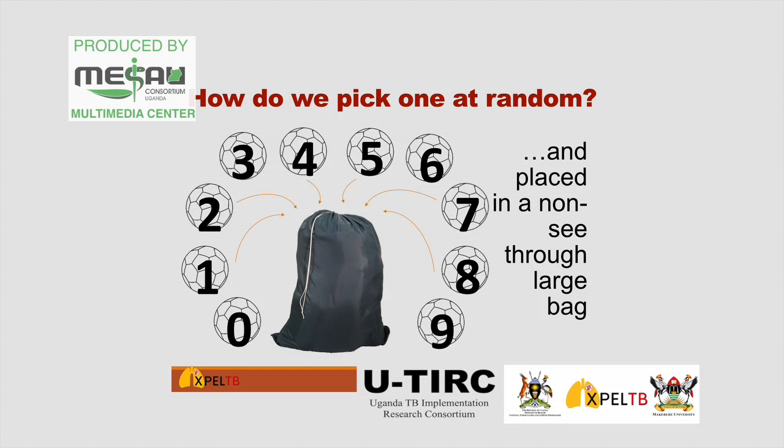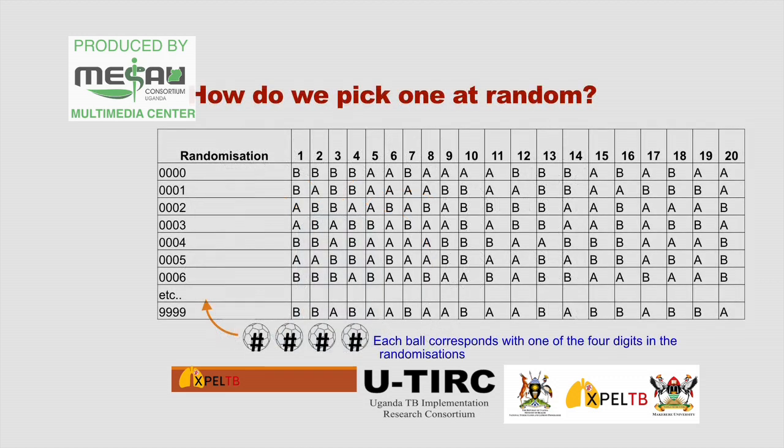We're going to shake them so that, say, number 9 is not near the bottom. We're going to make sure that the bag has been shaken. And what we're going to do then is select 4 balls from that bag, and each of these 4 balls corresponds to one of the 4 digits in that randomization code that we saw earlier. That's a random way of selecting one of those randomizations listed in the Excel spreadsheet.